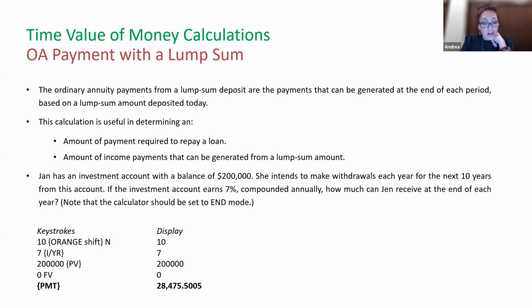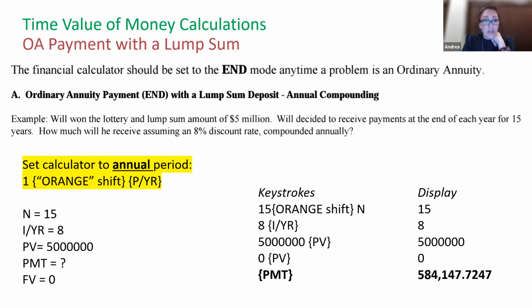So it's 10 years, so 10 is N. She's earning 7% a year. Okay, the present value is $200,000. But she wants to know how much can she receive at the end of the year, and that's going to be $28,475. So let's go and look at this example here.